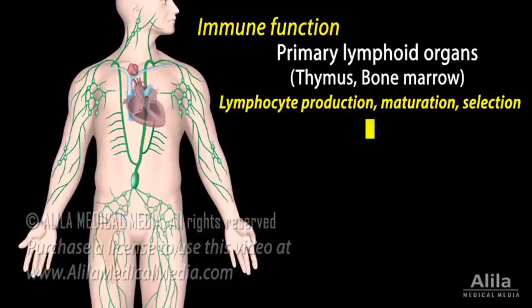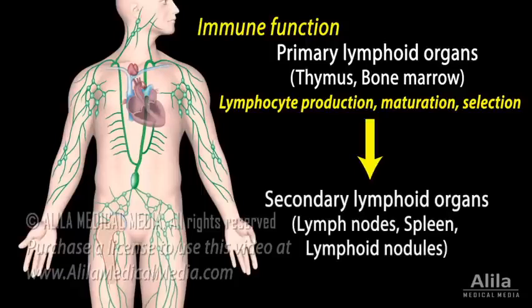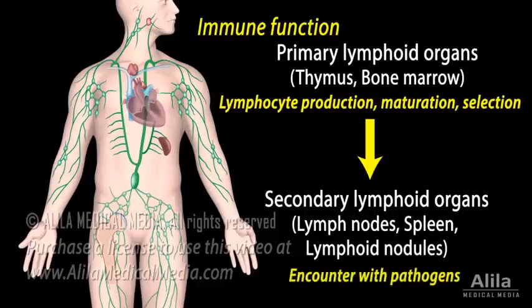Mature lymphocytes then leave the primary for the secondary lymphoid organs, the lymph nodes, spleen, and lymphoid nodules, where they encounter pathogens and become activated.